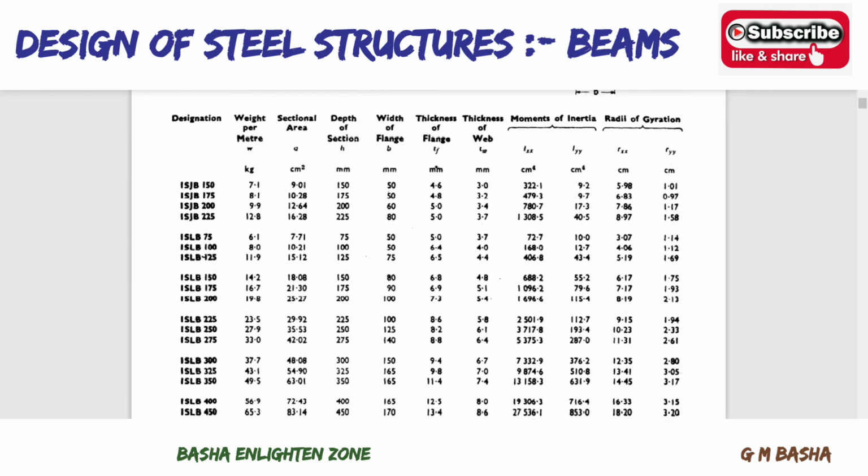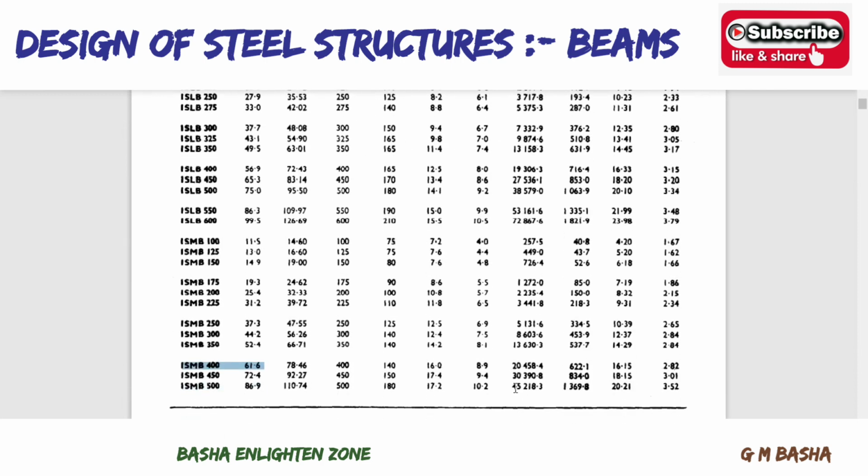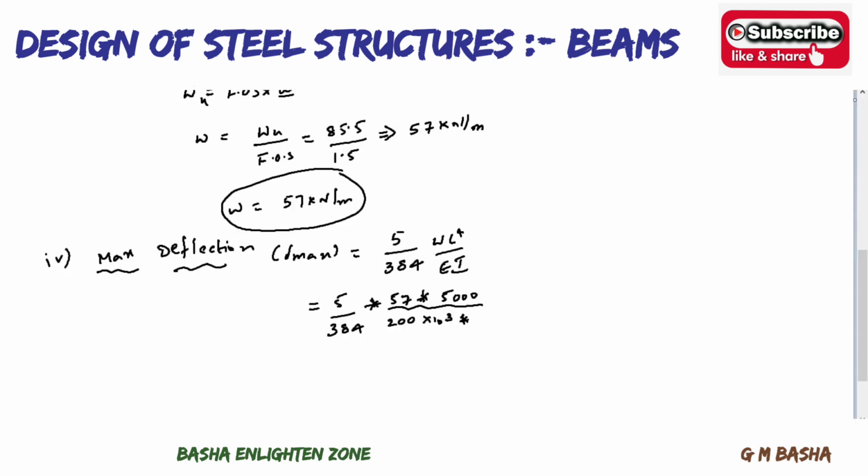The value will be 20458.4 into 10 to the power of 4 mm power 4. So Ixx or Izz, take down this value, 20458.4 into 10 to the power of 4. Simplify the values, and the deflection will be obtained in mm. You will get around 11.34 mm. Therefore the maximum deflection will be 11.34 mm. This is the way to find the maximum deflection.